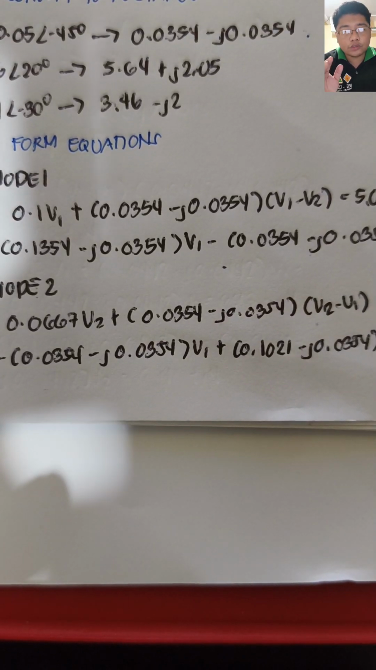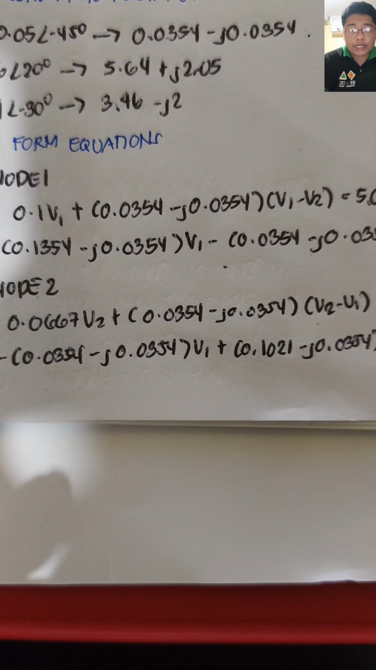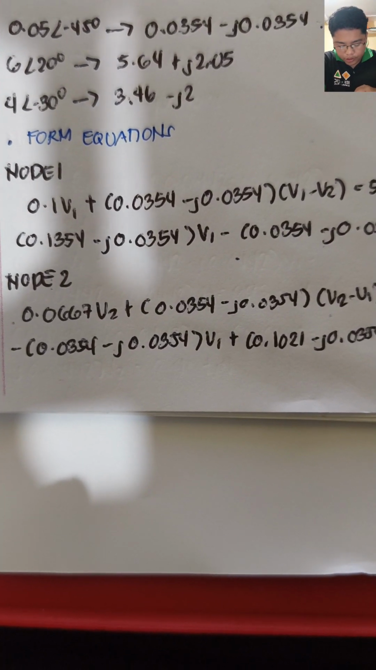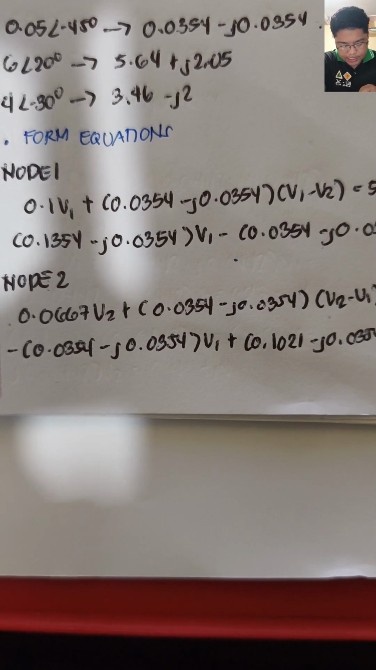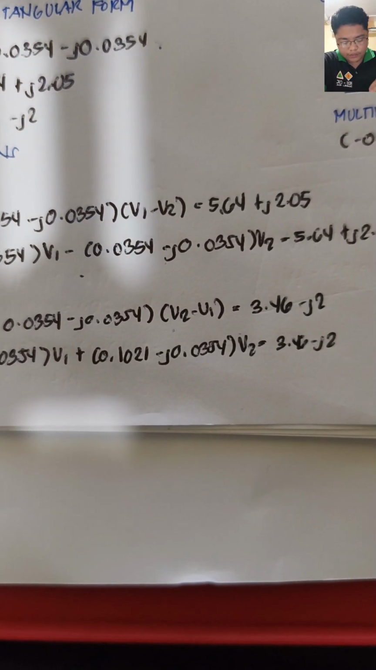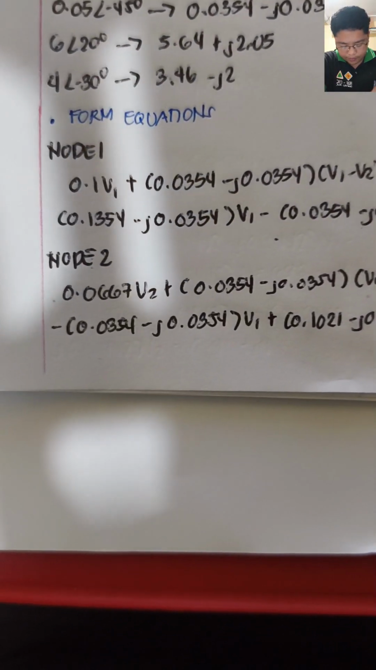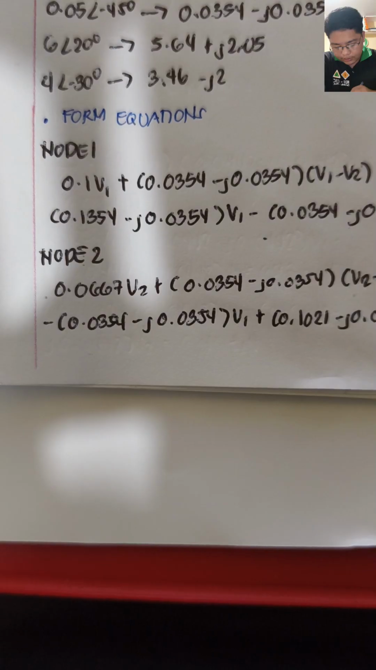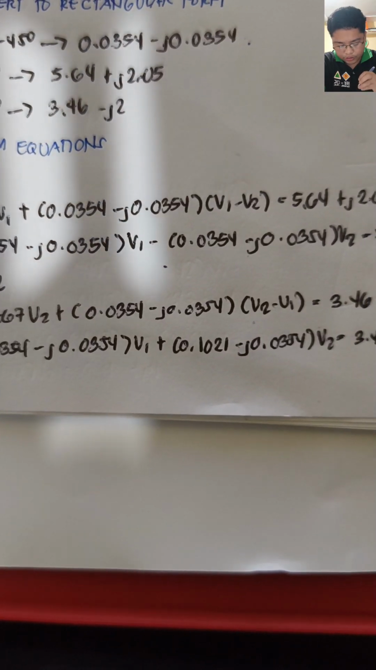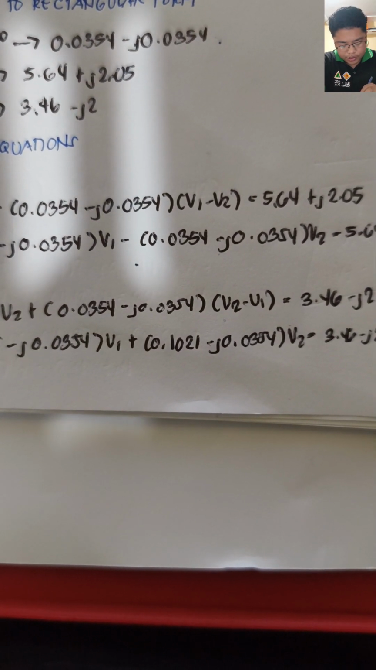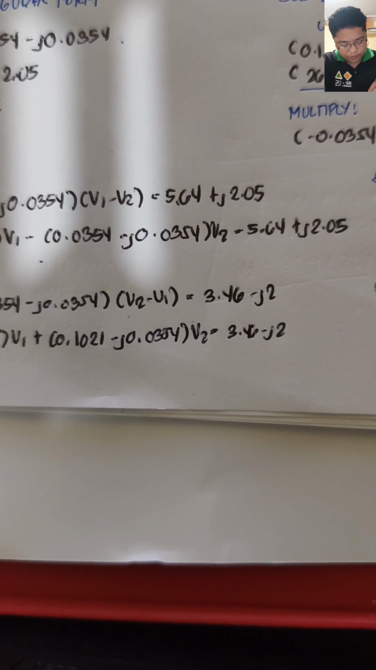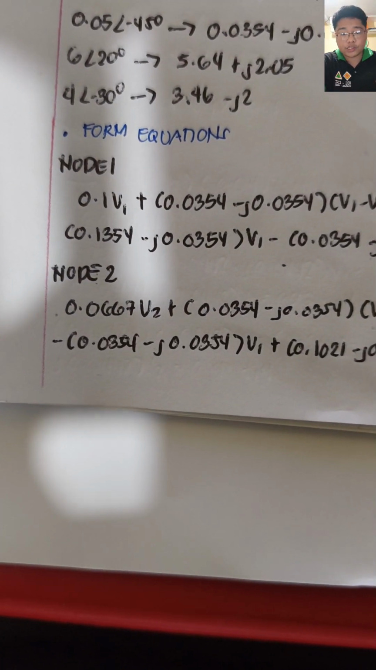Next, we form two equations based on node 1 and node 2. So at node 1, 0.1 V1 plus (0.0354 minus j0.0354) times (V1 minus V2) equals 5.64 plus j2.05. Now let's simplify it. (0.1354 minus j0.0354) V1 minus (0.0354 minus j0.0354) V2 equals 5.64 plus j2.05.